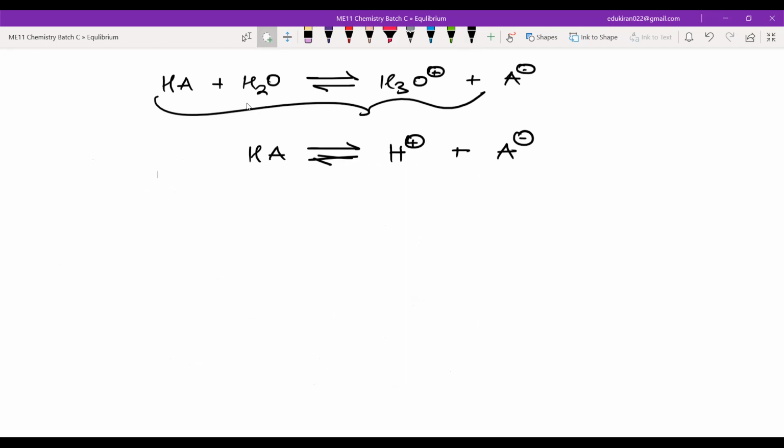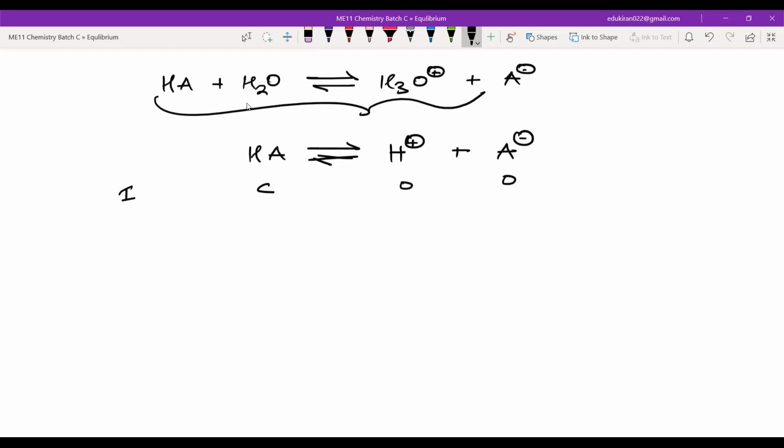So what we can write, let us say that the initial concentration will be C, and the initial concentration here will be 0, and here it will be 0. Any problem till here, guys? If I take the initial concentration as C, no problem?